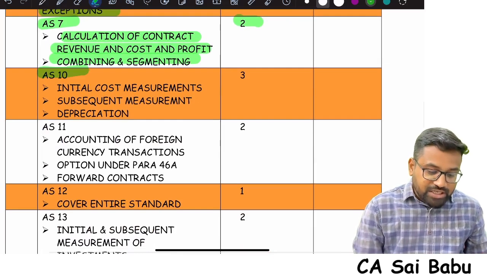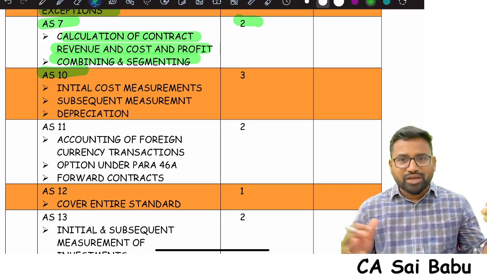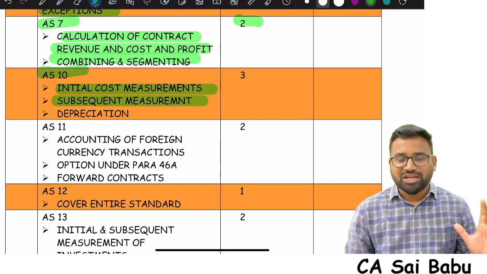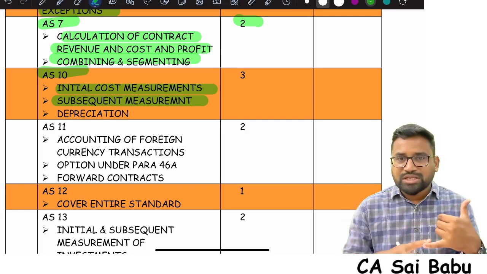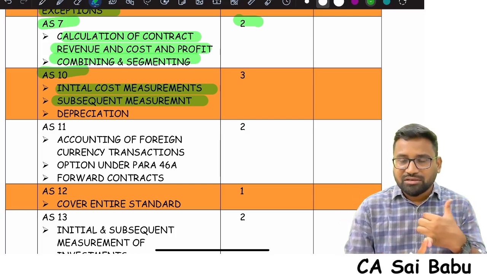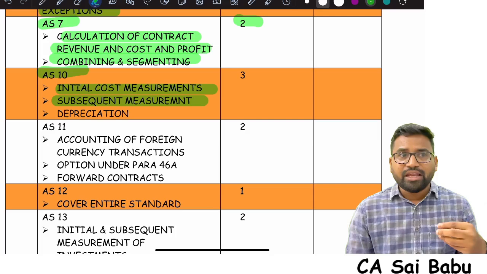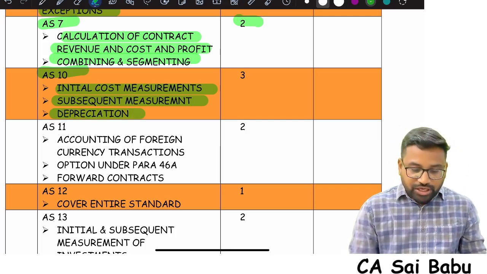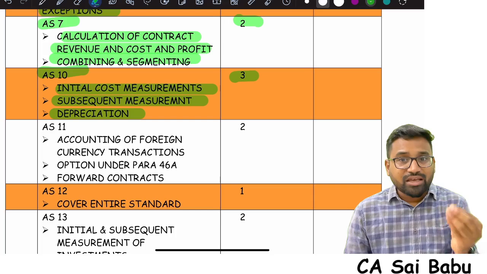Now coming to AS10, every attempt they're asking one question, sir. In this AS10, you know, AS10 is such a big standard. Focus on the initial cost measurement, subsequent cost measurement. Initially, when PPE is acquired, what are the cost elements, especially decommissioning cost, what are the different costs we need to add, any attributable cost, all those things, and the depreciation topic. 3 hours you need to spend. And also fundamentals, sir, the recognition criteria is the area they are testing.